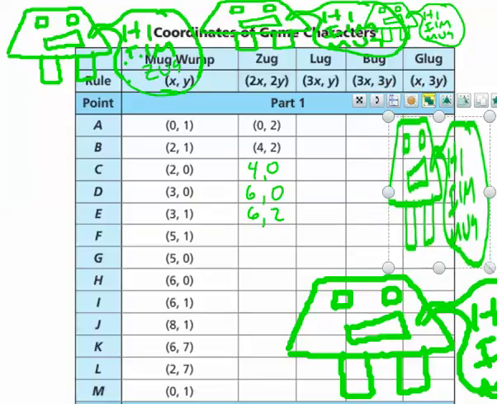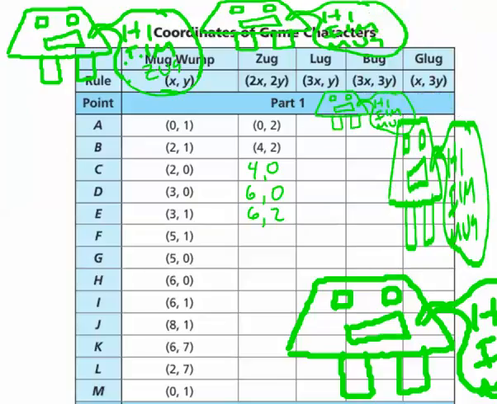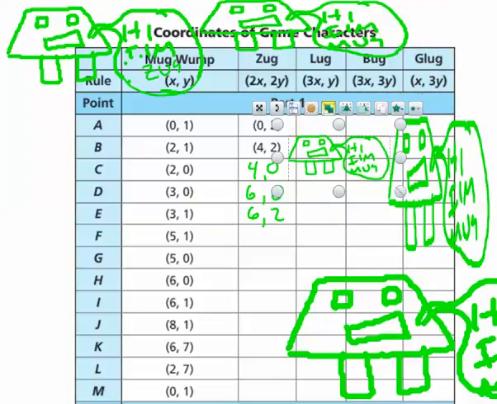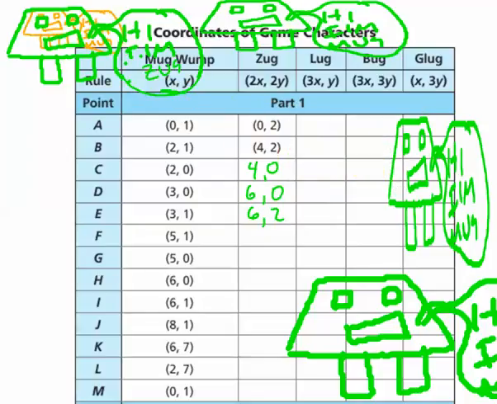And so the question is, which one of these guys are mathematically similar to Mug? Well, you learned that mathematically similar means same angles, same general shape. So if I'm going to take Mug, I'm going to turn him orange, his angles are the same as Zug, and his general shape is the same, therefore they are similar. So Zug, similar.